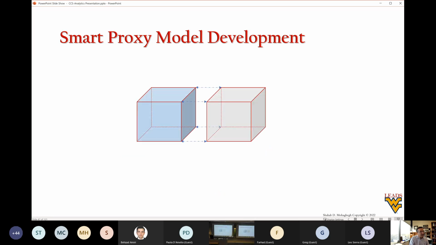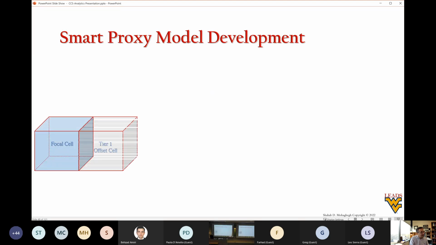How does it work, right? How does the communication between these two through the plane work? We call these tier 1 offset cells. The focal cell is every single cell that we do this for.